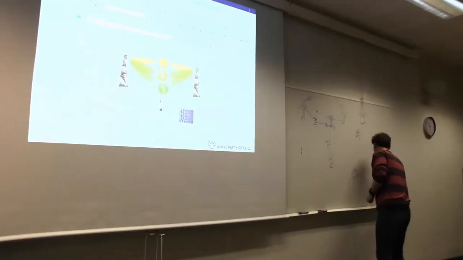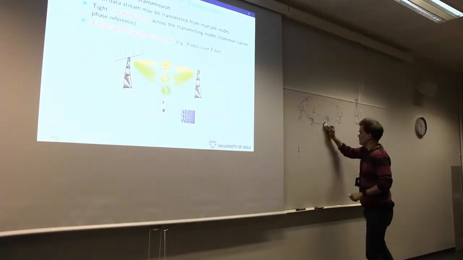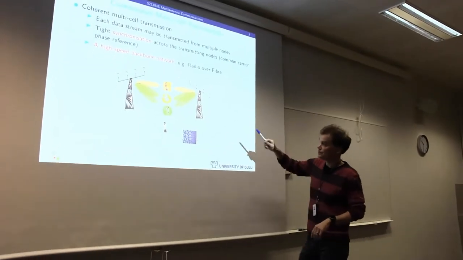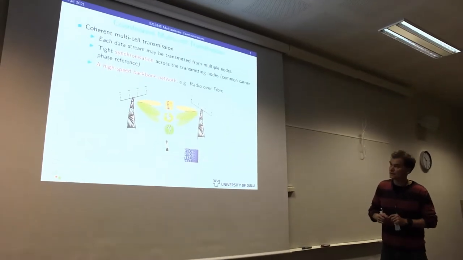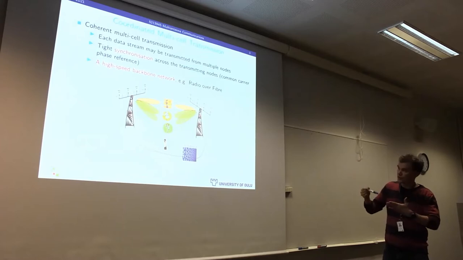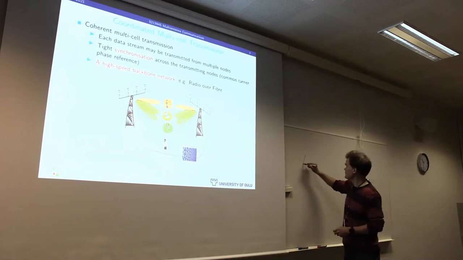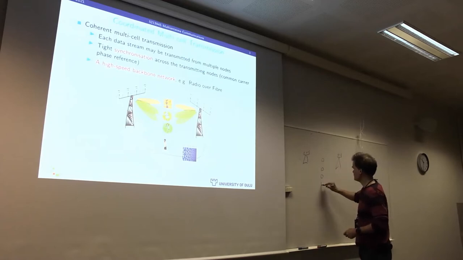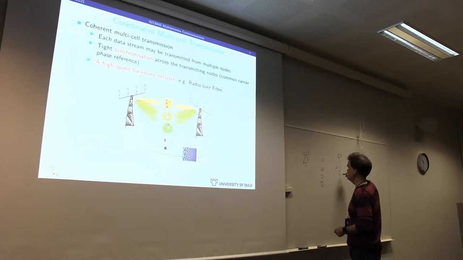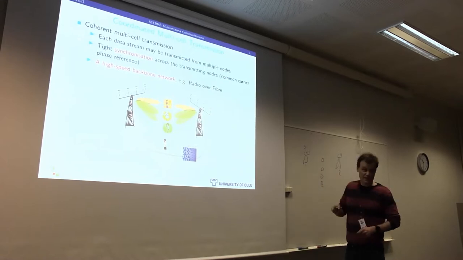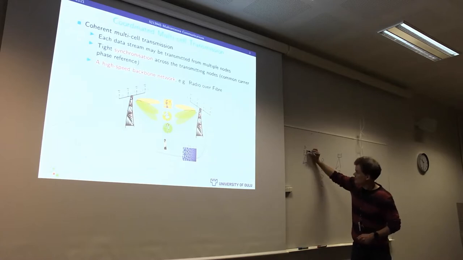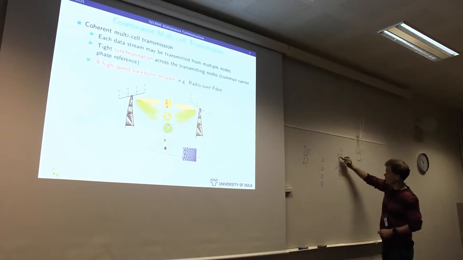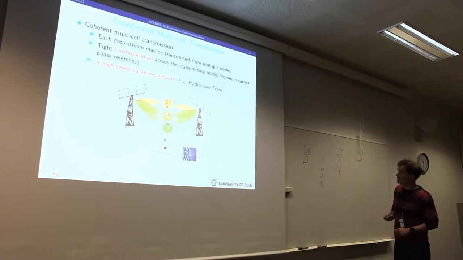So in this case, each user, here we have four users, are served jointly by these two base stations, right? So if we have four users here, this is base station one, base station two, we are generating here a transmission vector x1, X11, X12, X13, X14. And here we have a transmission vector X2.